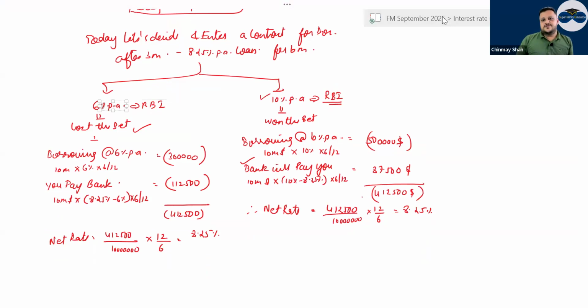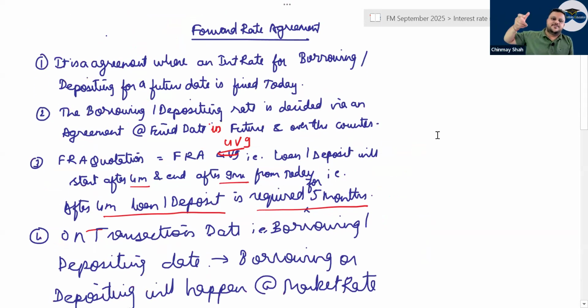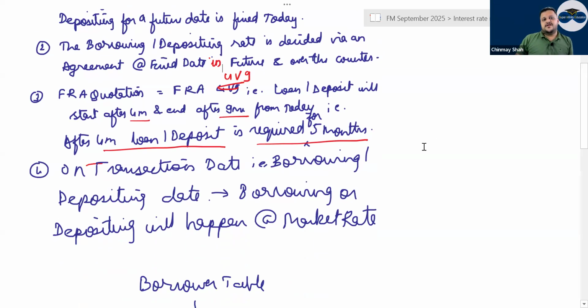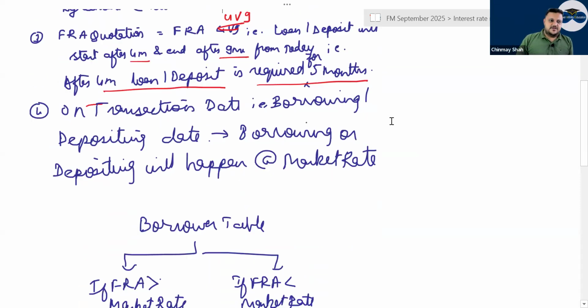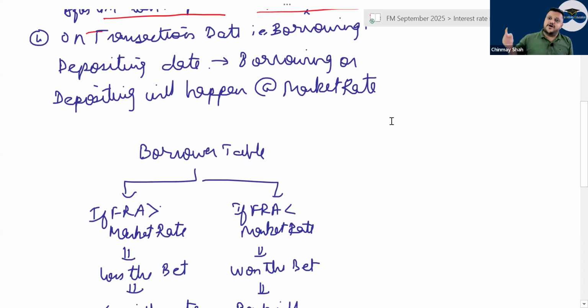Then come to the notes. Here everything will be clear. It is an agreement where an interest rate for borrowing or depositing at a future date is fixed today. The borrowing or depositing is decided by an agreement at a fixed date in future, over the counter. FRA quotations are generally like 4v9, that is, the loan or deposit will start after 4 months and end after 9 months. So 4v9 is at the end of 4 months, for 5 months, right? Then on the transaction date, borrowing or depositing will happen at the market rate.